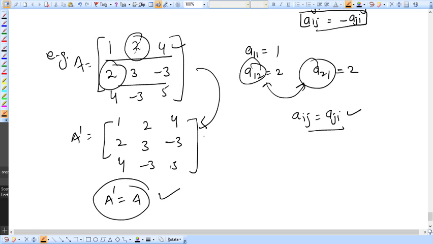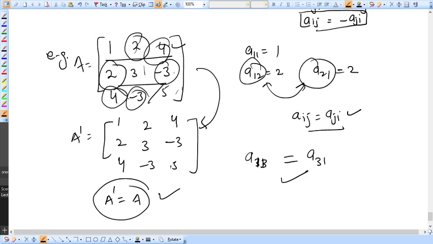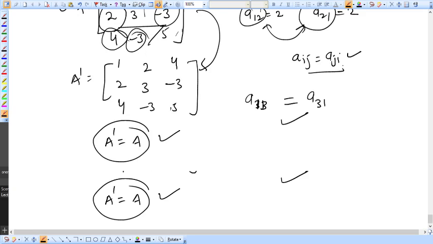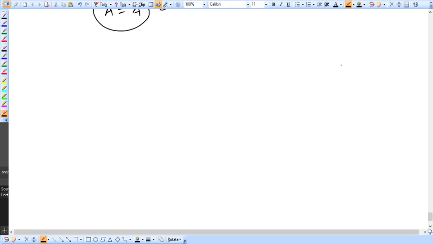You also see this element, this is a13, and this is a31, both are equal. Also check, this is a23, this is a32, both are equal. So in case of a symmetric matrix, aij is equal to aji. Example of a skew symmetric matrix.